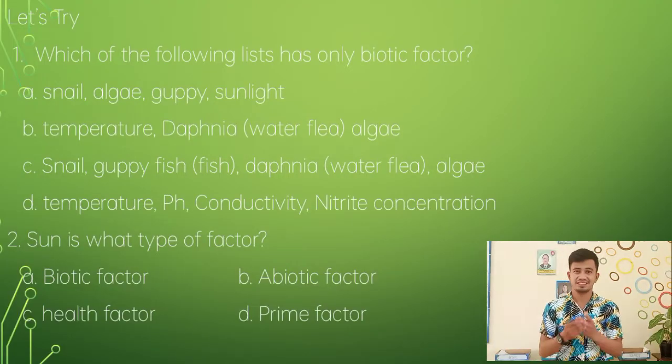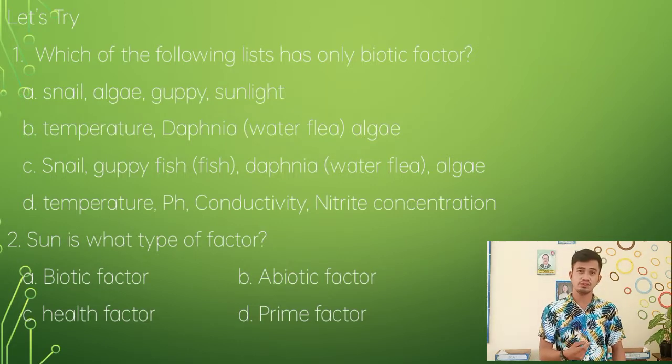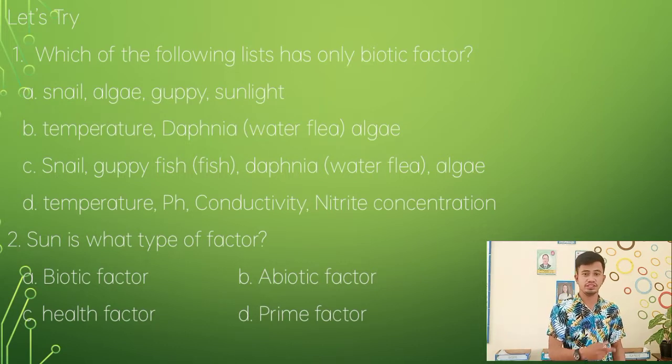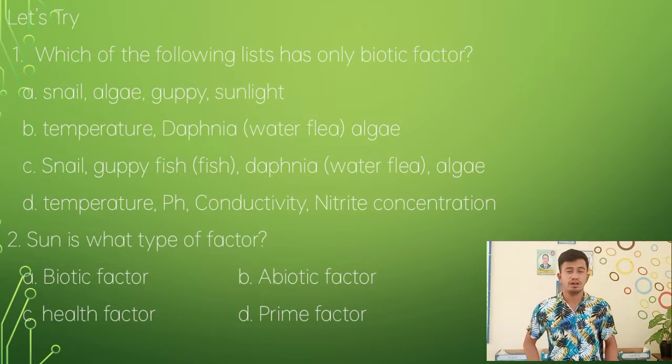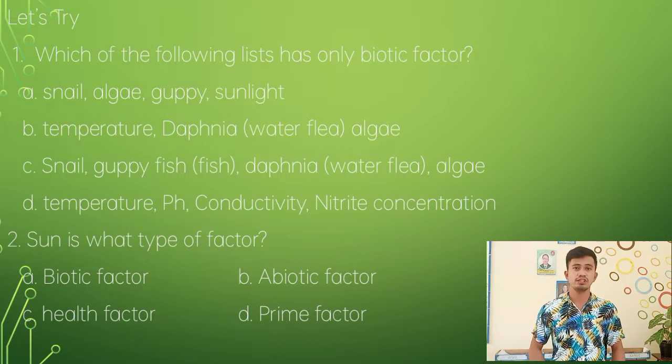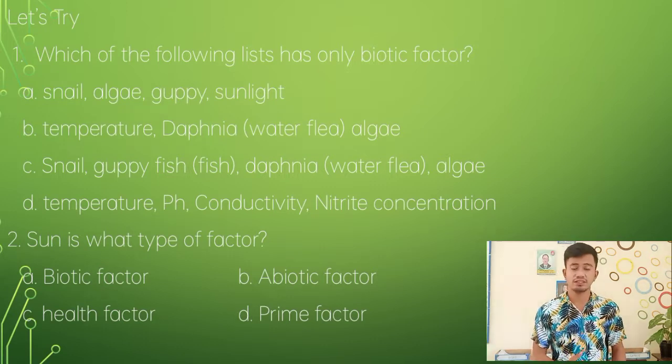And now, let's check first if we have already an idea about biotic and abiotic. Let's try this. Number 1, which of the following list has only biotic factor? A. Snail, algae, guppy, sunlight. B. Temperature, Daphnia, water flea, algae. C. Snail, guppy, fish, Daphnia, water flea, algae. D. Temperature, pH, conductivity, nitrate concentration. Okay, the correct answer for number 1 is letter C.